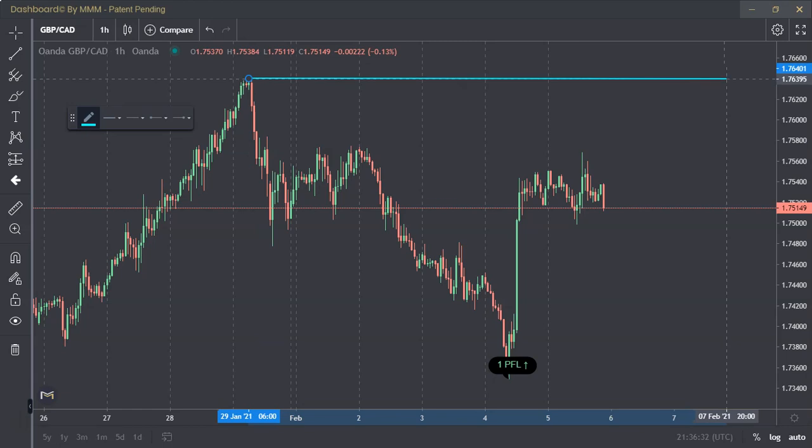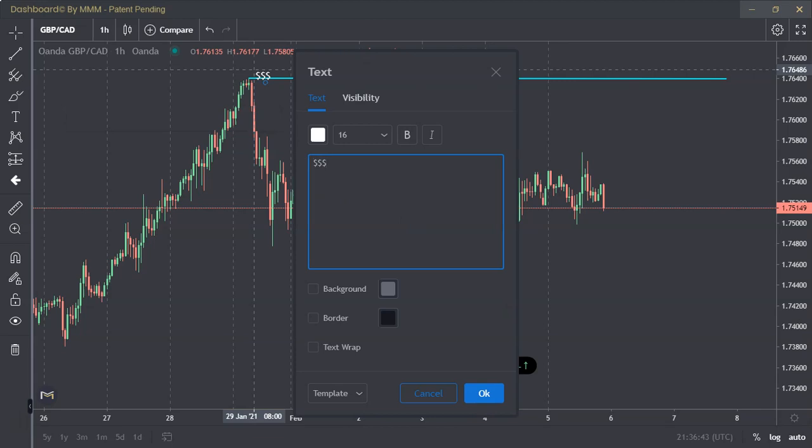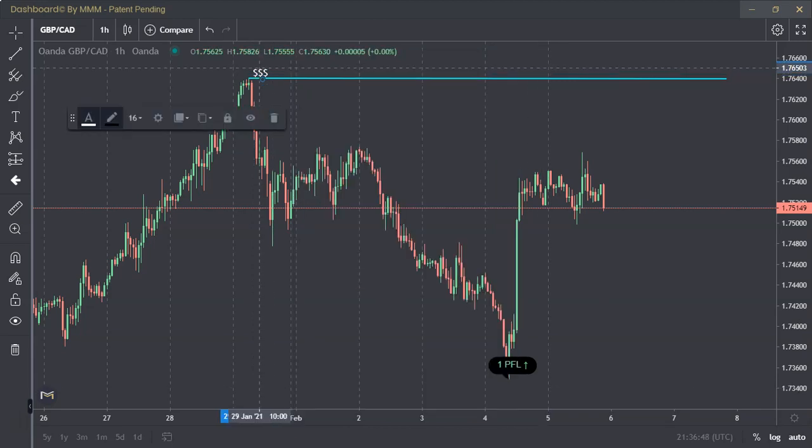And I can see here last week, Friday, they made a high. So this is last Friday's high, that is last week's high of the week. I will identify that with dollar signs because that will be my liquidity zone for where sellers have placed their stop losses.